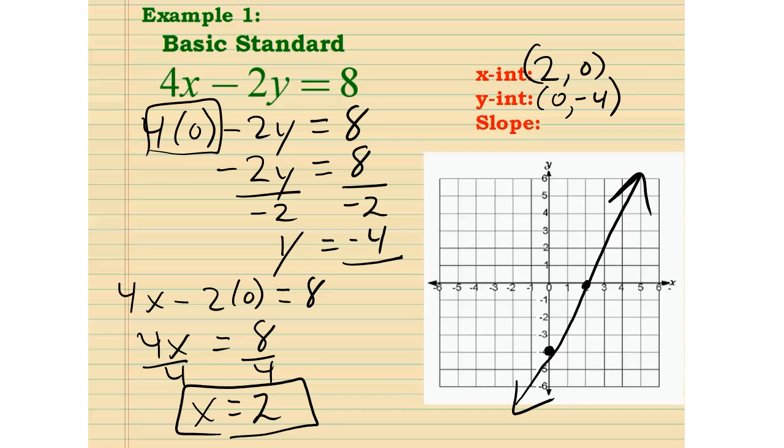Now I can figure out the slope by counting up. 1, 2, 3, 4, 1, 2. Up 4 over 2 reduces to 2, and the slope is 2, or 2 over 1.